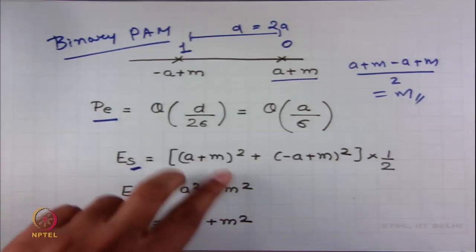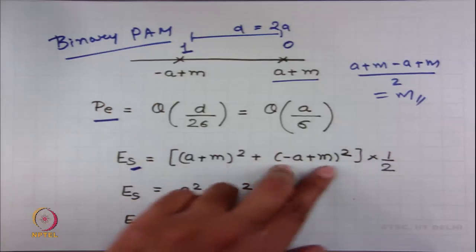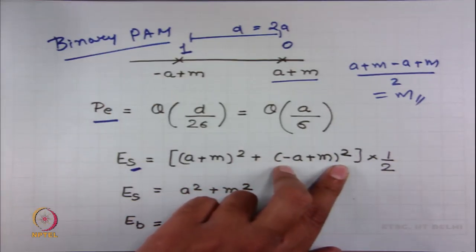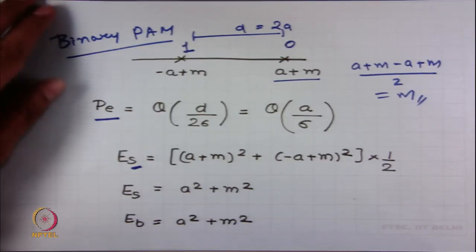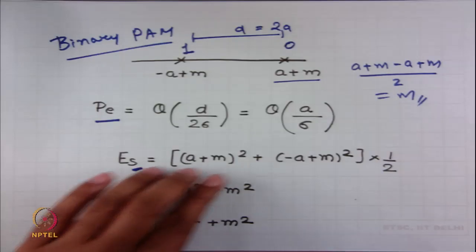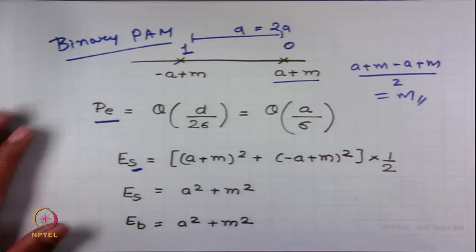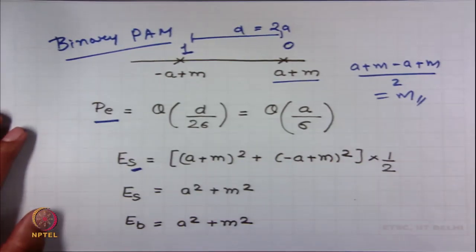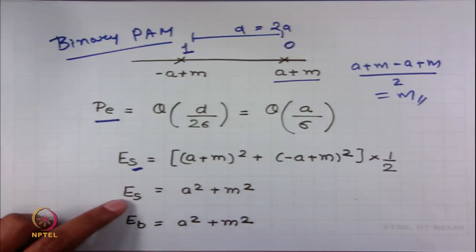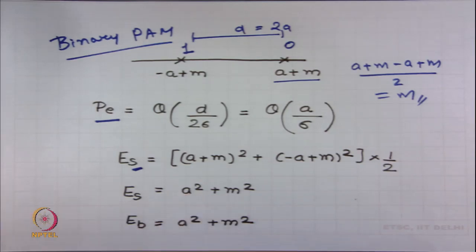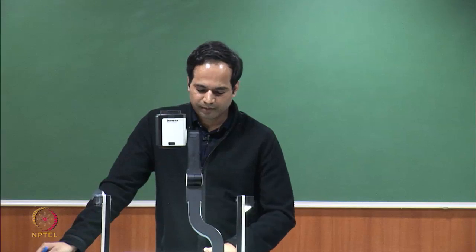So, energy of this is A plus m whole square, energy of this is minus A plus m whole square. Because there are two symbols, we have to divide by 2. I am assuming that these symbols are equiprobable, and so mean can be simply obtained by adding the energy of the symbols and dividing by the number of symbols. And you can work out this arithmetic and find that the energy of symbol is simply A square plus m square. Energy per bit is also A square plus m square, because in one symbol there is only one bit.